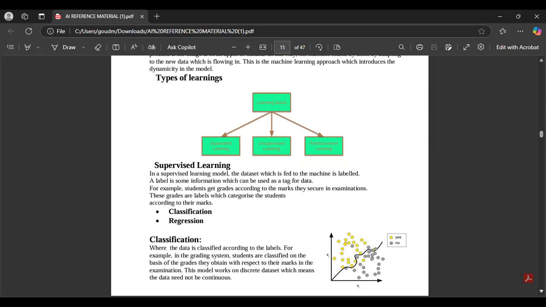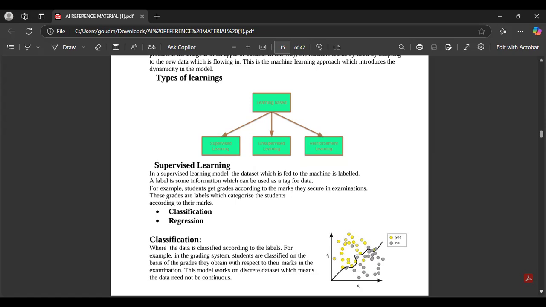Another example for this: students get grades according to the marks they secure in examination. These grades are labels which categorize the students. Means the children who belong to A grade, please stand on one side. Who belong to B grade, stand on the other side. Means we are categorizing the children depending upon the labels, right? This is supervised learning.